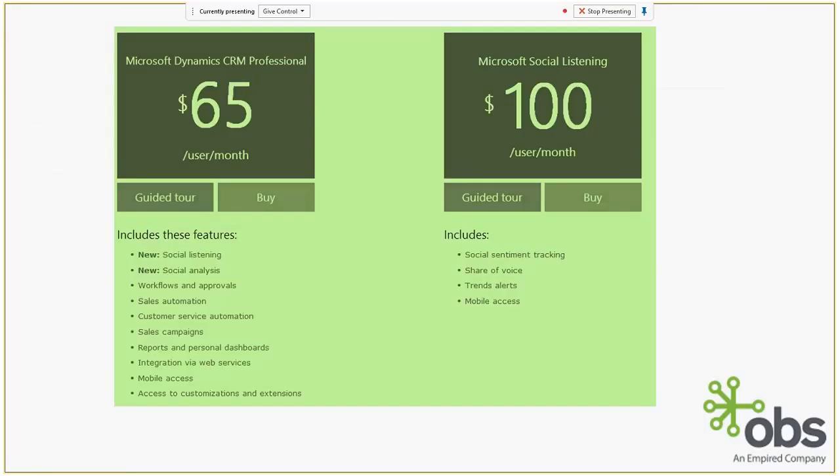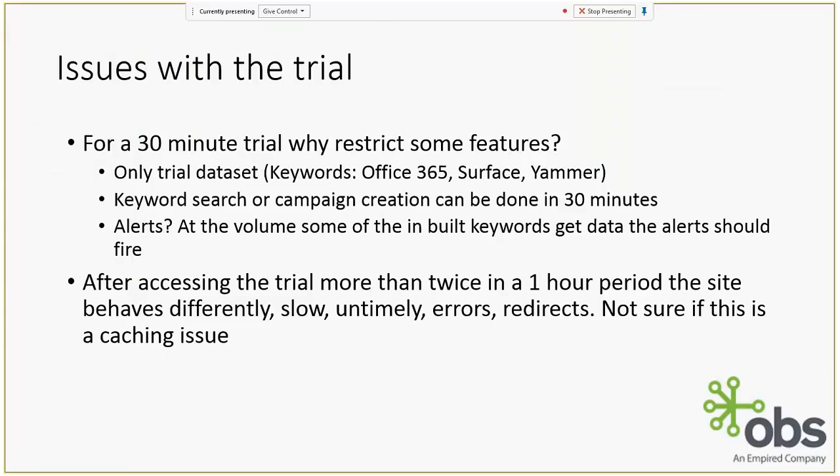Just in terms of pricing, as you can see, there's a standalone version at $100 a month, or the integrated version with CRM at $65 a month. Just some issues I experienced with the trial. We only had the 30-minute set of features. We only could work with trial data, and the alerts were quite painful. I also experienced some issues with the trial: logging in more than twice over an hour-long period produced errors. I did not experience that this was actually a caching issue.